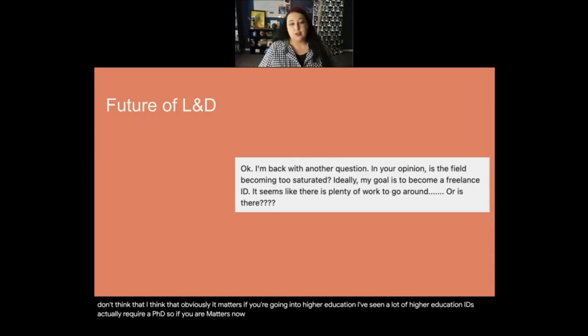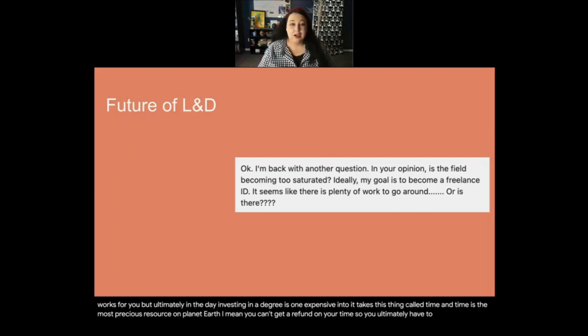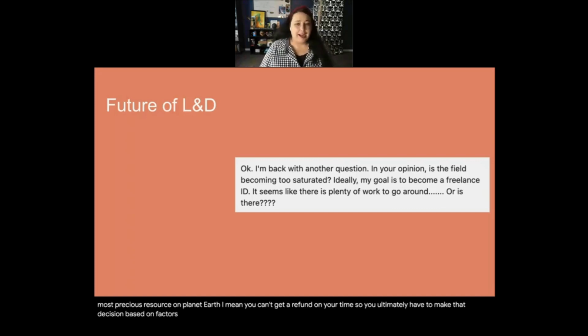Now, I do think there's a lot of ways to cobble together a learning plan that works for you, but ultimately, investing in a degree is one, expensive, and two, it takes this thing called time. And time is the most precious resource on planet Earth. I mean, you can't get a refund on your time. So you ultimately have to make that decision based on those factors. I have a couple videos on my YouTube channel about what questions you should ask if you're evaluating programs, whether it's an ID Academy, boot camp, or higher education.